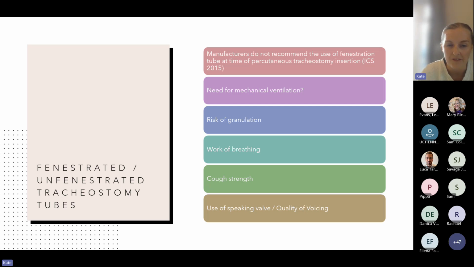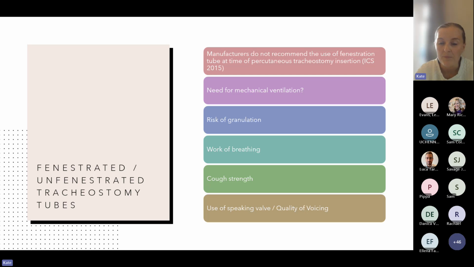Manufacturers don't recommend the use of fenestrated tubes at the time of a percutaneous tracheostomy, and that's from the ICS guidelines. There also needs to be huge caution if you're mechanically ventilating someone with a fenestrated tracheostomy due to the risk of surgical emphysema. Even if you've got a non-fenestrated inner cannula in place, the use of a fenestrated tracheostomy tube isn't usually recommended. So you just need to think about where your patient's journey is at that point in time as to whether or not you should be using a fenestrated tube.